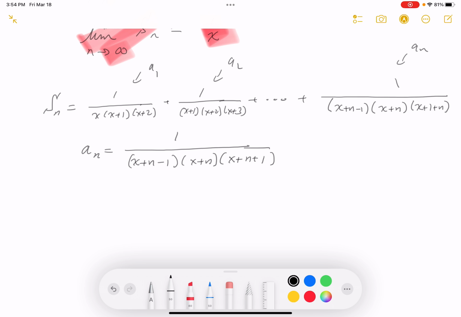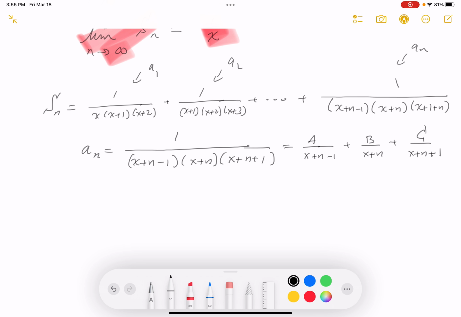Okay. Here comes my trouble. I got to break it up into 3 separate parts. It's always problematic for me when you get 3. So let's write this over here as A over x plus N minus 1, plus B over x plus N, plus C over x plus N plus 1. And you know, I got trouble here. I got to figure this out now, right?